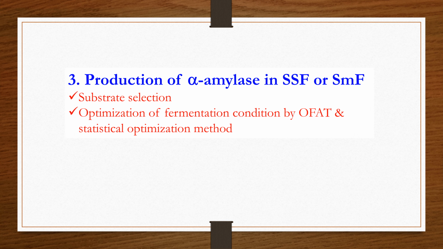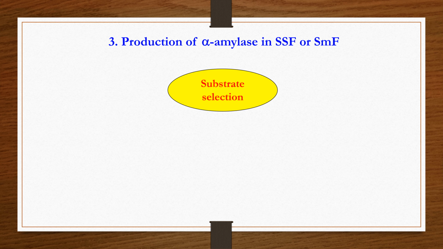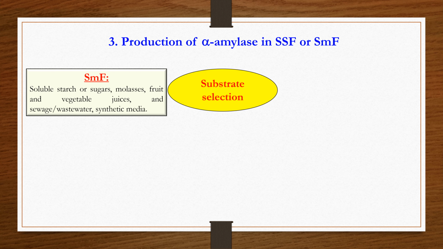During actual production of alpha-amylase in SSF or SMF, the first step is substrate selection, then optimization of fermentation conditions by one factor at a time and by statistical optimization method. Substrate selection plays an important role in the production of alpha-amylase in SSF as well as in SMF. In the case of SMF, soluble substrates are used. Those are soluble starch or sugars, molasses, fruit and vegetable juices, sewage wastewater, and synthetic media. Sometimes insoluble substrates are also used in SMF, but in very little amount.